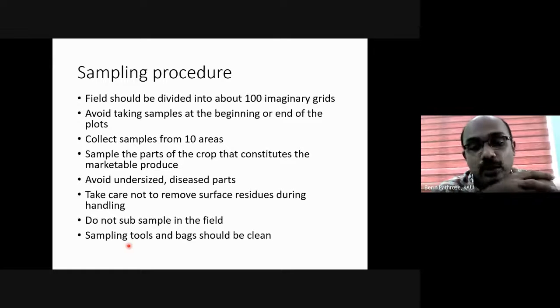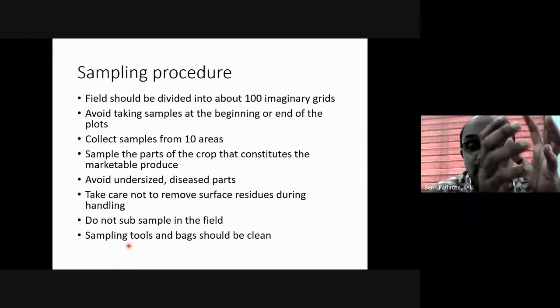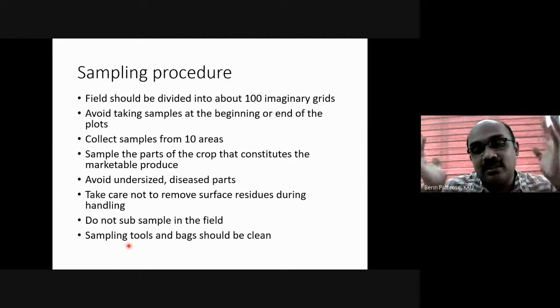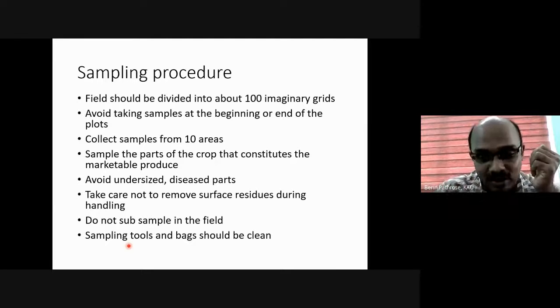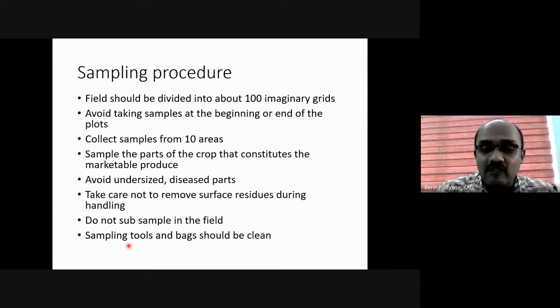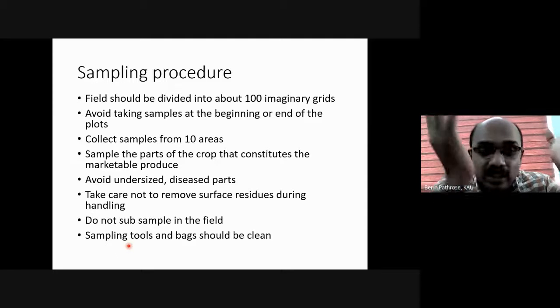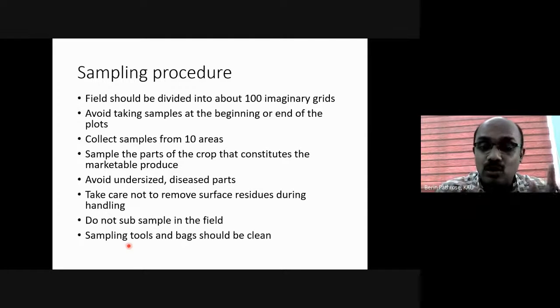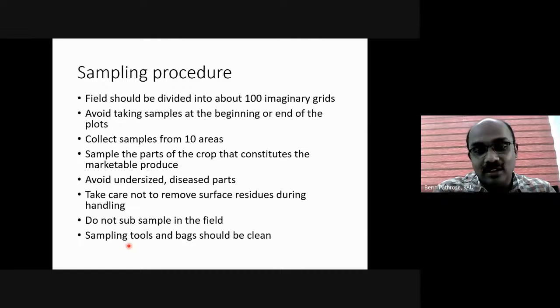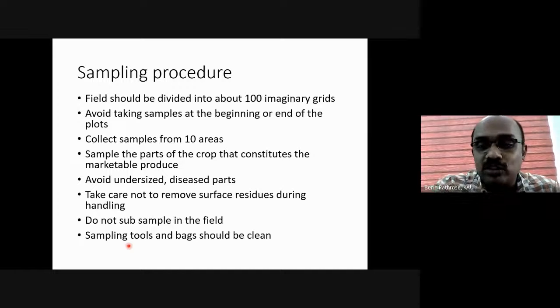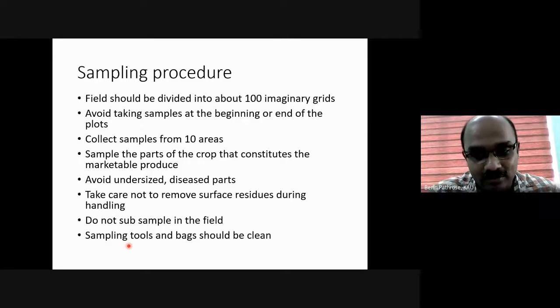So if you're going to analyze residues, we should take the sample in the same manner as the farmer is marketing that produce. Do not remove all the outer leaves. Keep it just like the farmer harvests the produce from the field. You harvest along with those outer leaves, and that entire thing should be analyzed. Even in the lab, you are not supposed to remove the leaves.